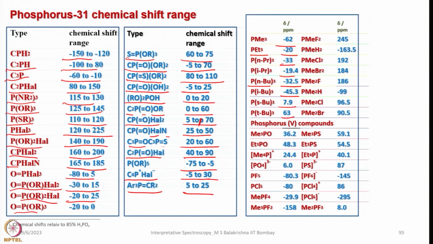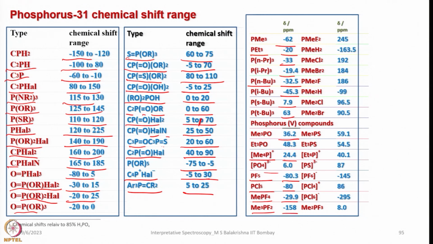Phosphorus 5 compounds, if you look into it, trimethyl phosphine oxide 36.2, triethyl phosphine oxide comes at 48.3. And then if you look into phosphonium species cation, it comes around 24.4, and phosphate comes around 6, and PF5 comes around -80.3, and PCl5 -80, and MePF4 comes around -29.9, and Me3PF2 comes around -158. So further some more compounds are there.